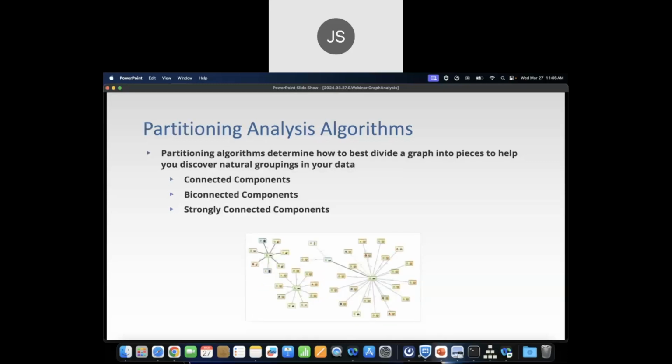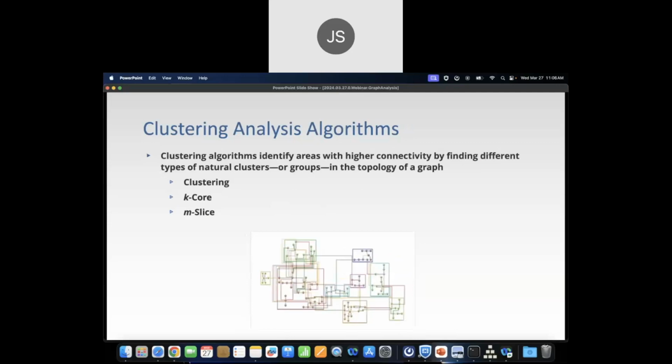Partitioning algorithms determine how to best divide a graph into pieces to help you discover natural groupings in your data. And perspectives include several of these algorithms as well. Clustering algorithms identify areas with higher connectivity by finding different types of natural clusters or groups in the topology of your graph. And so we have several techniques. We're going to be using clustering here in a few minutes.